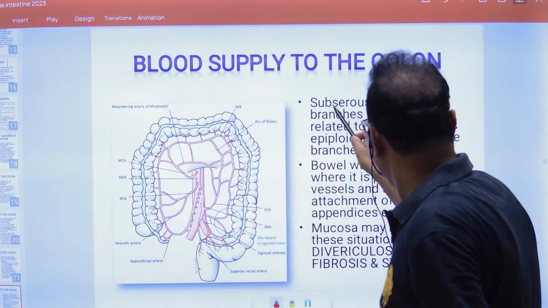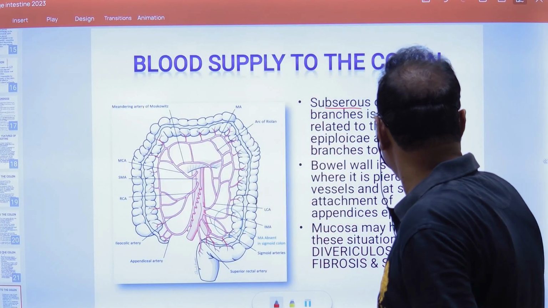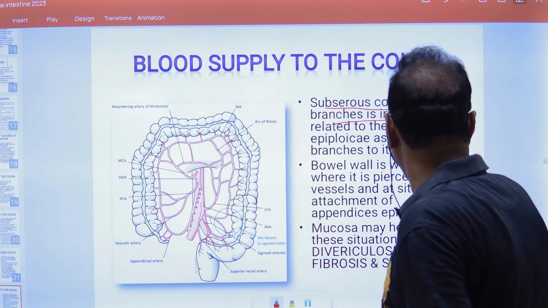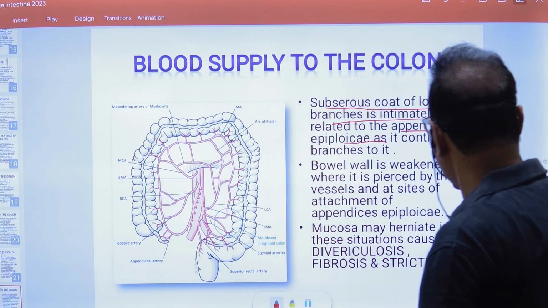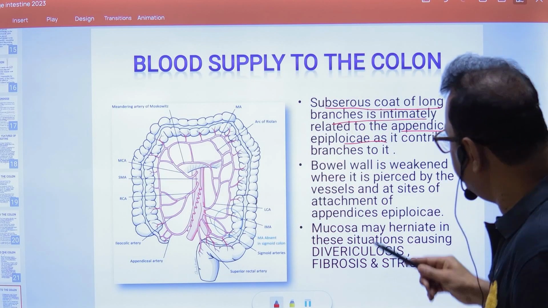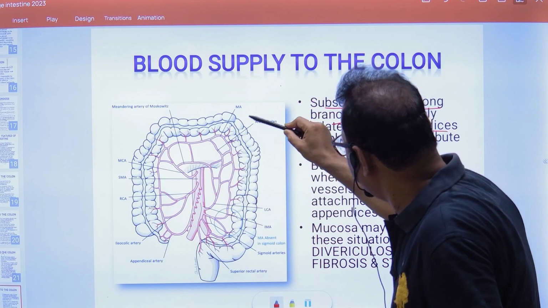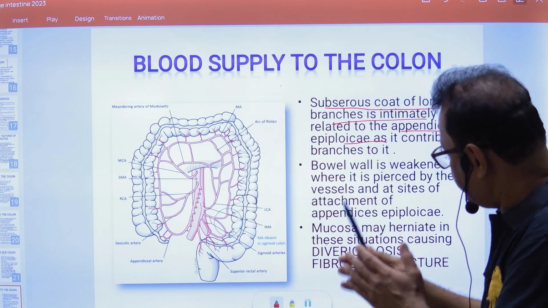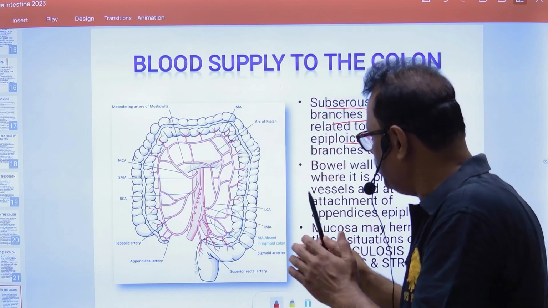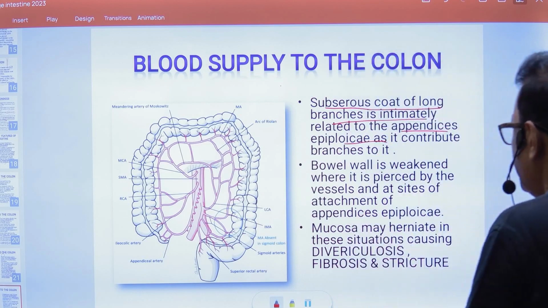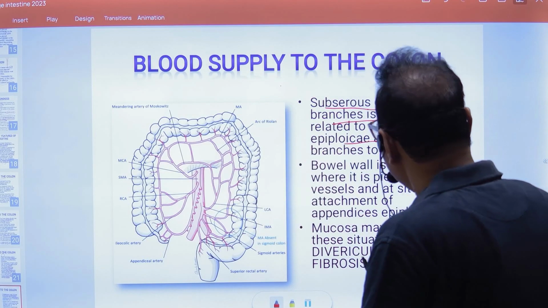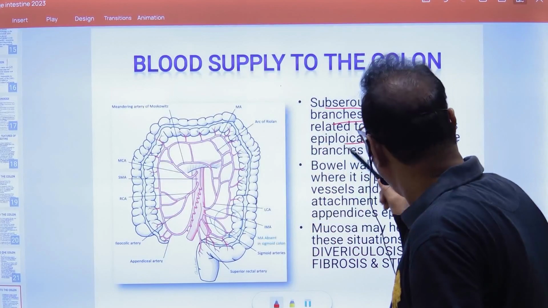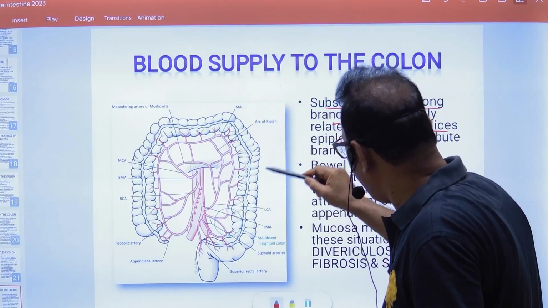Now, the subserous portion of the long branches is intimately related to the appendices epiploicae. As we have already seen, the appendices epiploicae are nothing but a collection of fat in the peritoneum, seen mostly on the transverse colon and the sigmoid colon. But they also contain the arteries.